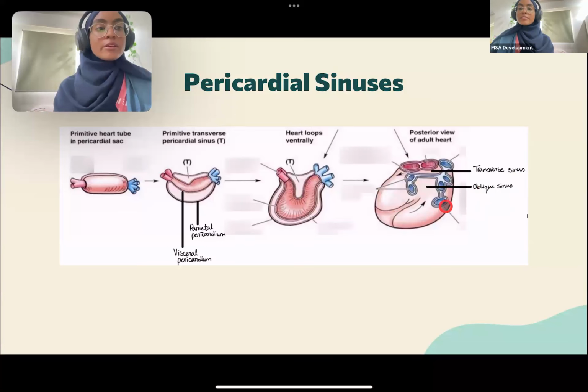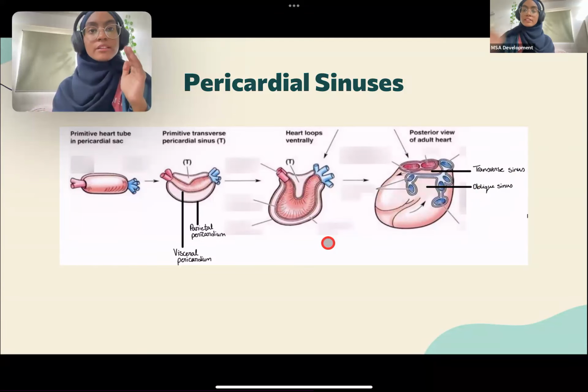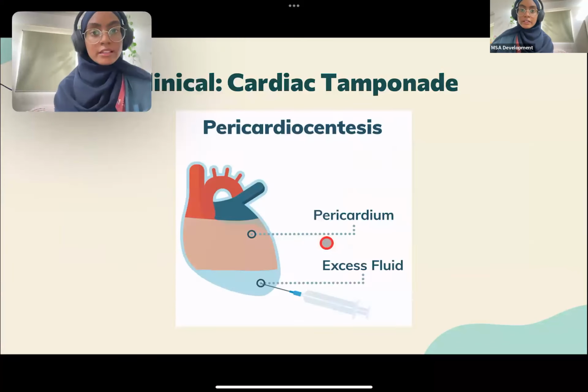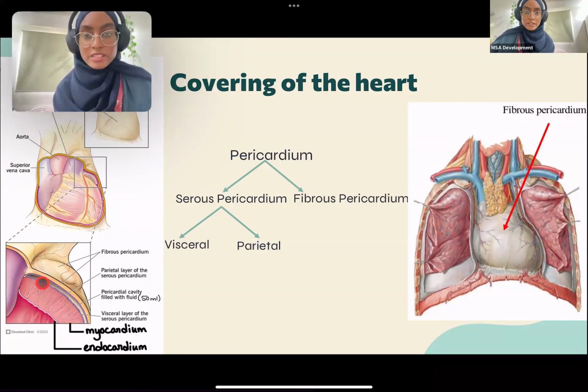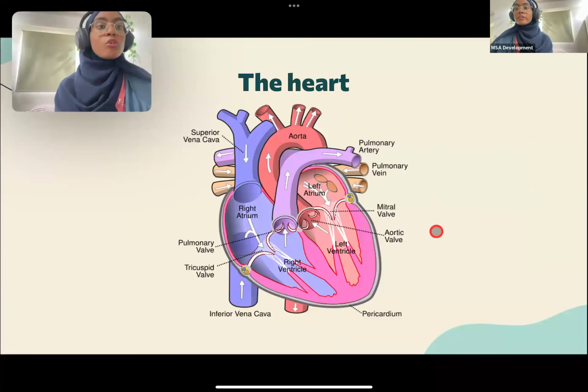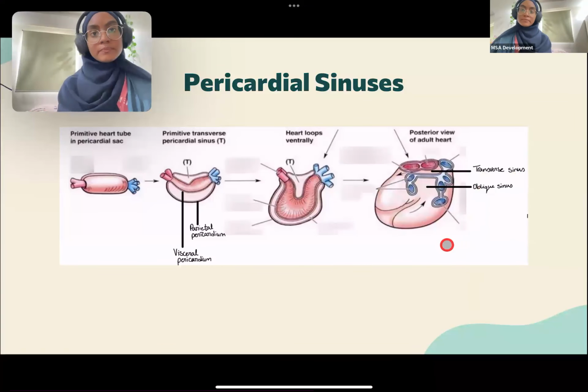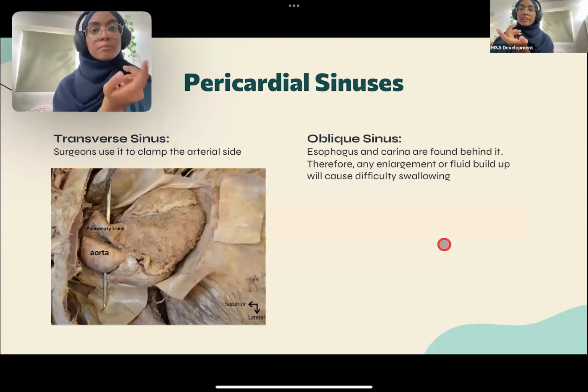What about the oblique sinus? The oblique sinus is where the visceral layer, right, we said here, and the visceral layer and the parietal layer are connected, right? So where the visceral layer folds to form the parietal layer is then called the oblique sinus. Okay? Now, why are these important?